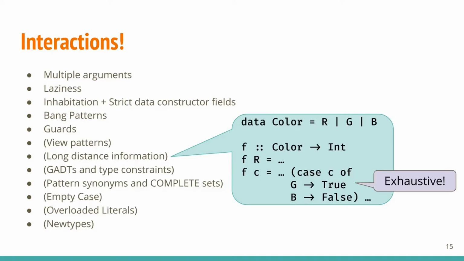I hope it has become clearer that there are a lot of surface language features that the pattern match checker has to cope with efficiently. Also, many of these features interact with each other. I won't have time to talk about the ones in parentheses, like long distance information, so please do ask questions afterwards and read the paper if you're interested.